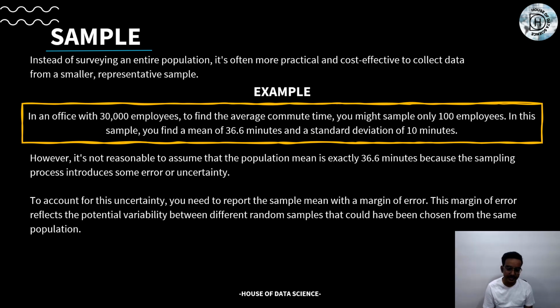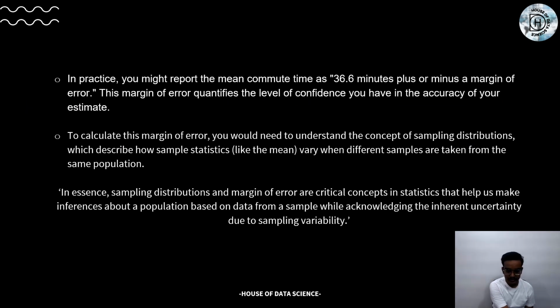So it reflects the population. This margin of error is potentially variability between different samples that could be chosen from the same population. In practice, the mean is 36.6. Now the margin of error is the confidence which you want to put for accuracy of the estimate, right? So you need to understand the concept of this when different samples are taken from the population. So if you want to be 99% accurate, you can say 36.6 minus 1 time the standard deviation. So you would be 99% sure that it would fall in that particular range.